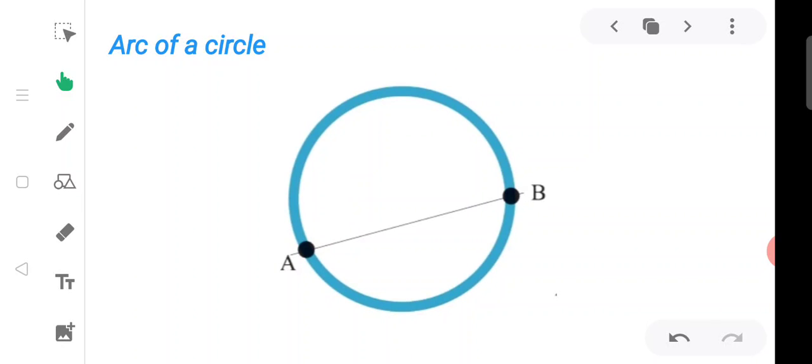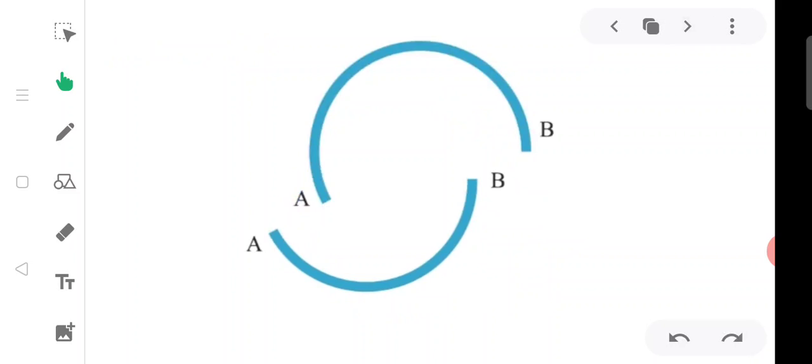See, I take 2 points on the circle. One is here and another is here, and I give them the names A and B. So I cut this circle on the points A and B. So this circle is divided into 2 parts by these points. See, in this way the bangle is cut.